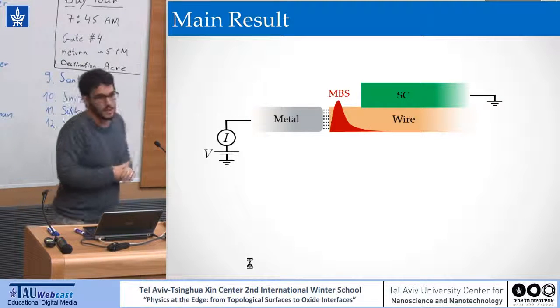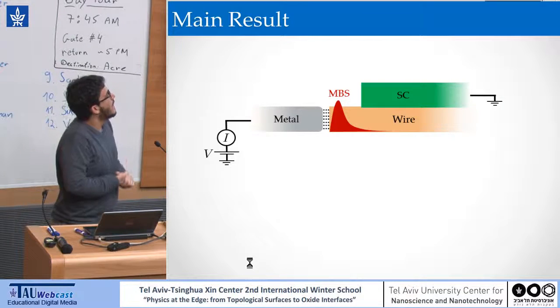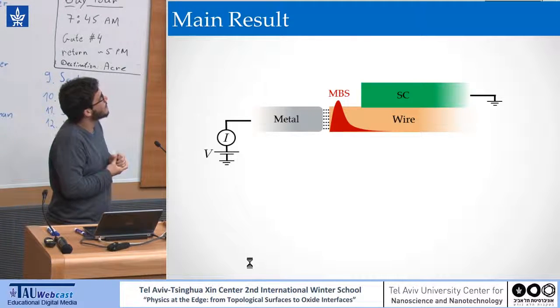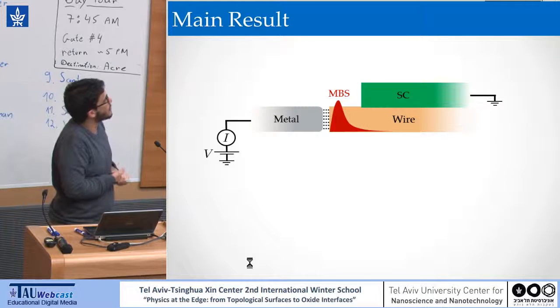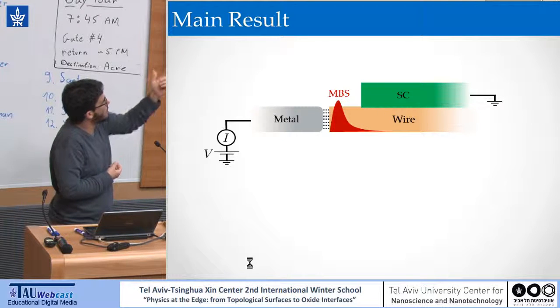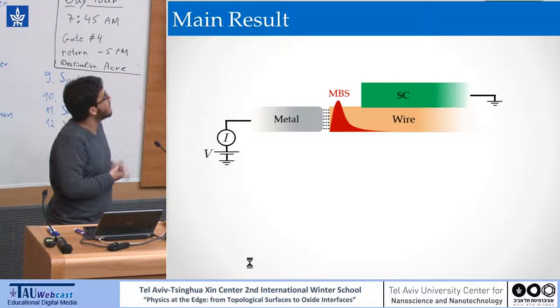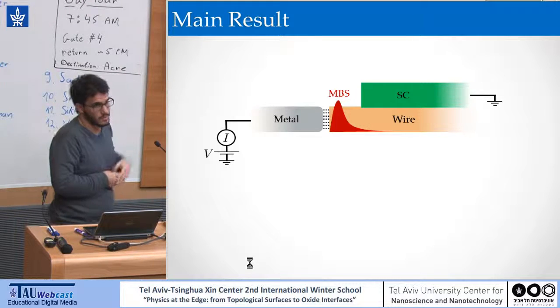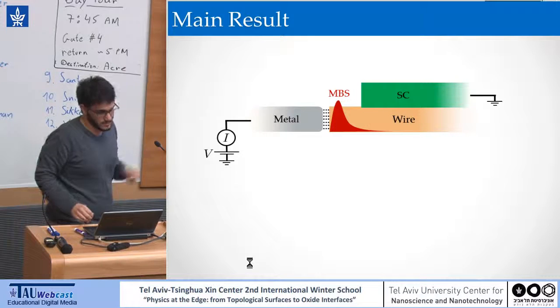So the usual setup, or a popular setup, that one considers when thinking about Majorana fermions is you have a topological superconductor on the right with a Majorana bound state on the edge, and you couple a lead to it, and you run a current from the lead to the superconductor, and you look at the current versus voltage, let's say.